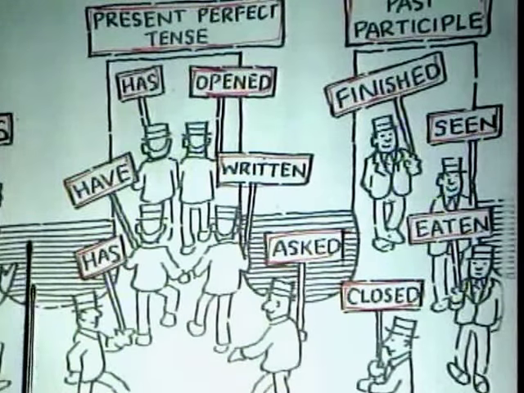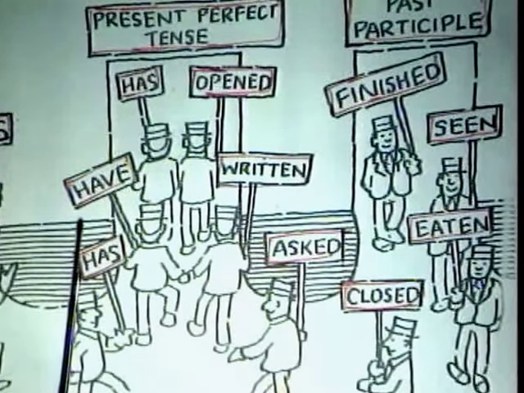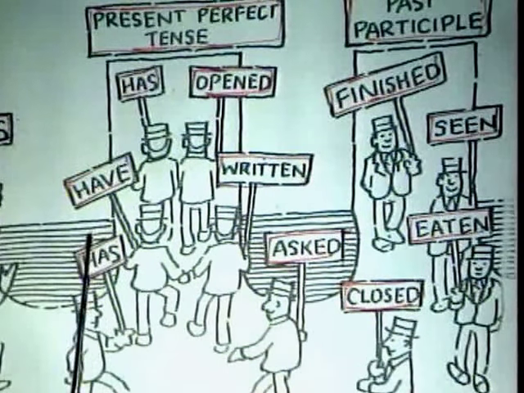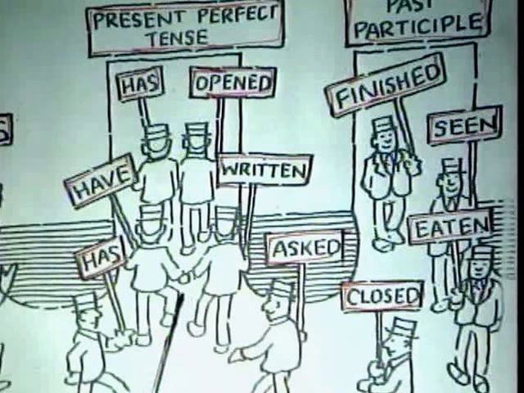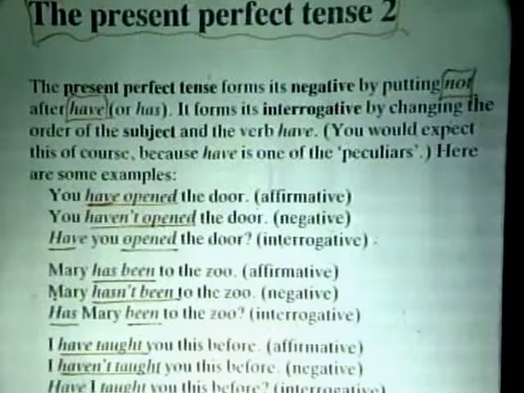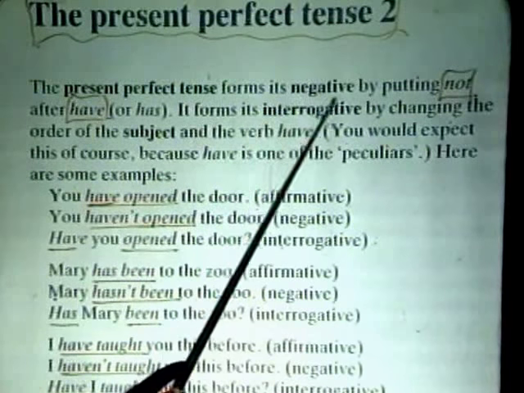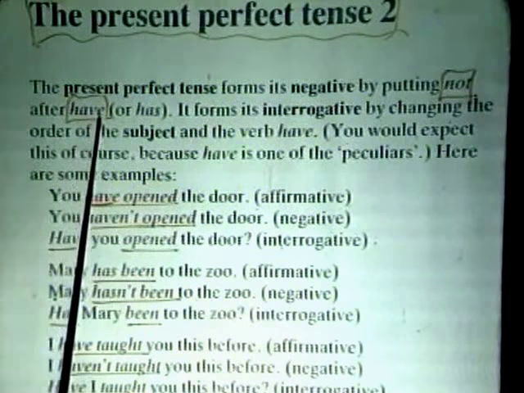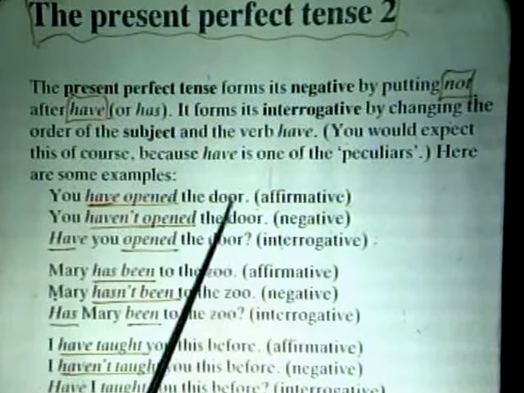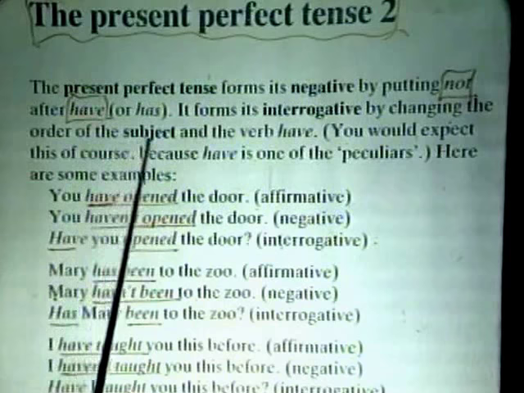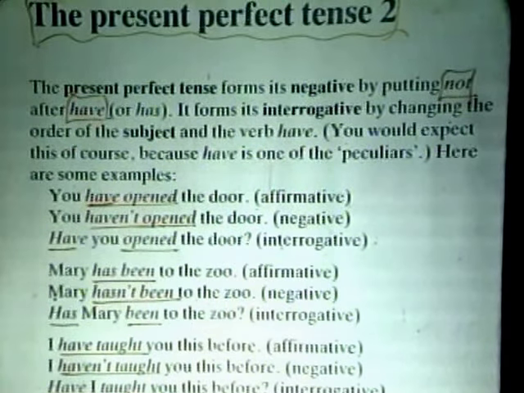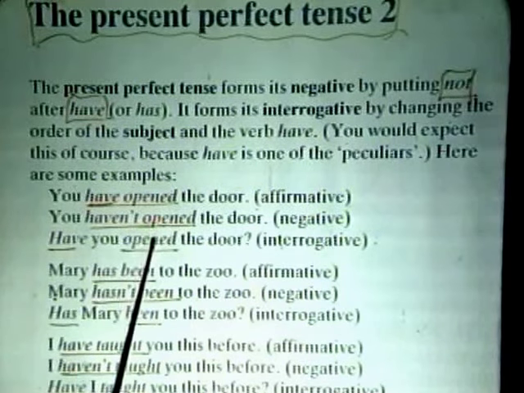So you are clear. It will have a subject. It will also have has or have. And again along with it, we use the past participle form of the verb. Is it clear? Let us see this slide here. We have to know something more about this present perfect tense, about the negative and interrogative, how they are made. It is clearly explained here. The present perfect tense forms its negative by putting not after have or has, and the interrogative by changing the order of the subject and the verb have. With examples we can make things clear.